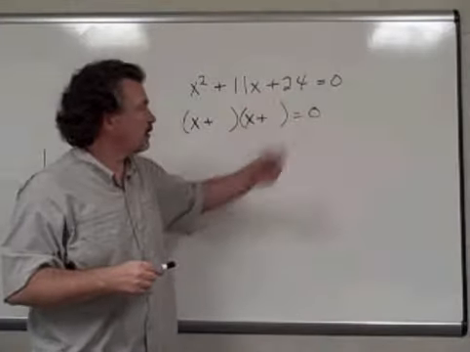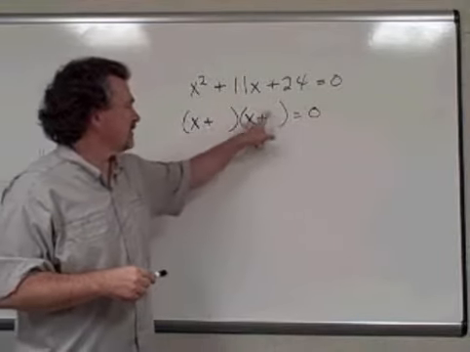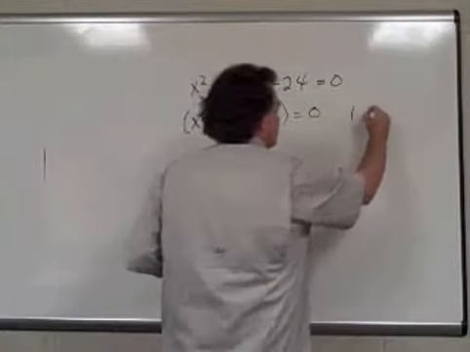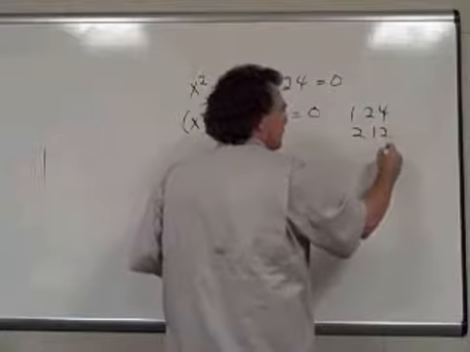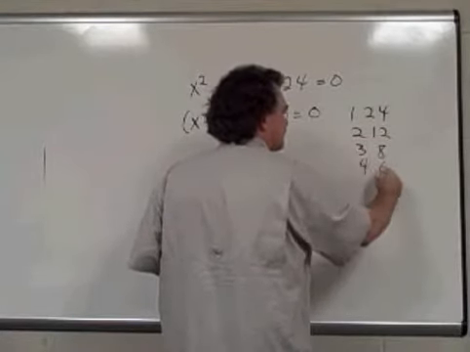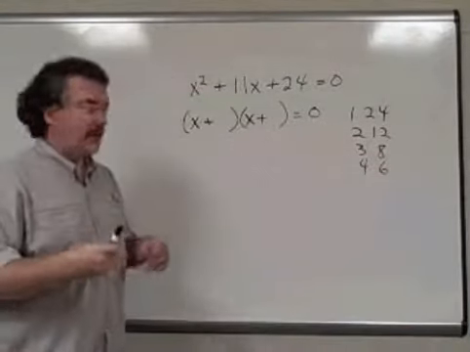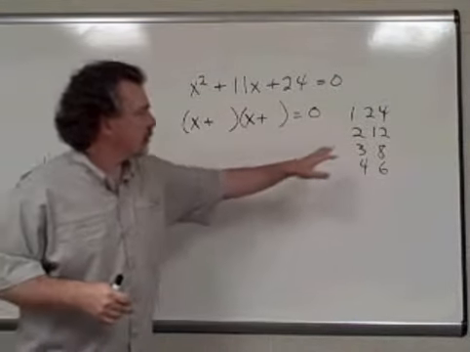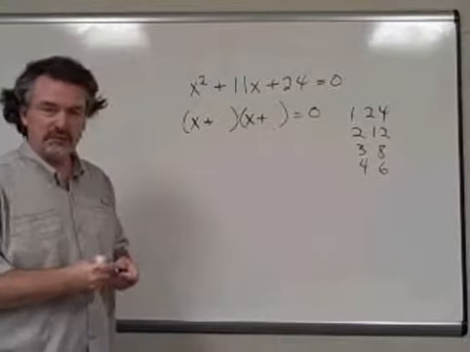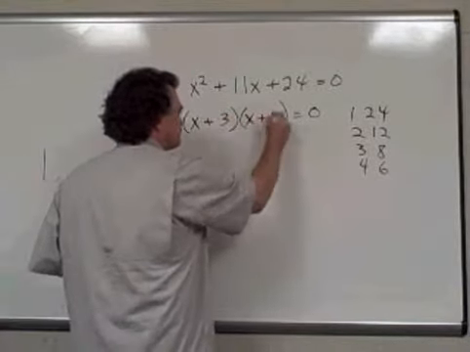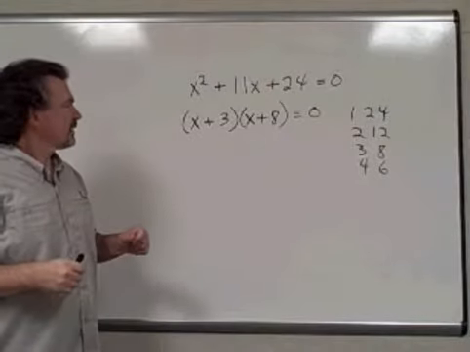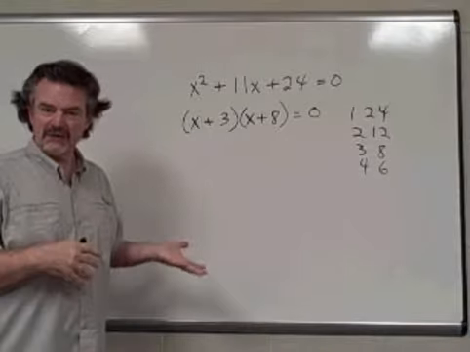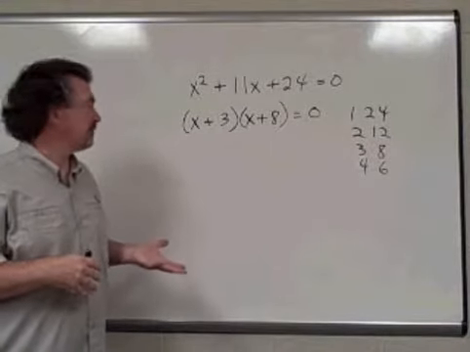And then we consider how we can make a 24, which would be the L of FOIL, would make our 24 for us. Well, that could be 1 and 24, 2 and 12, 3 and 8, 4 and 6 are all possible pairs that could go into those positions. And I can see that one of them I could use to make an 11. That would be the 3 and the 8. And so we can solve this equation with our factoring approach, as we've done before.